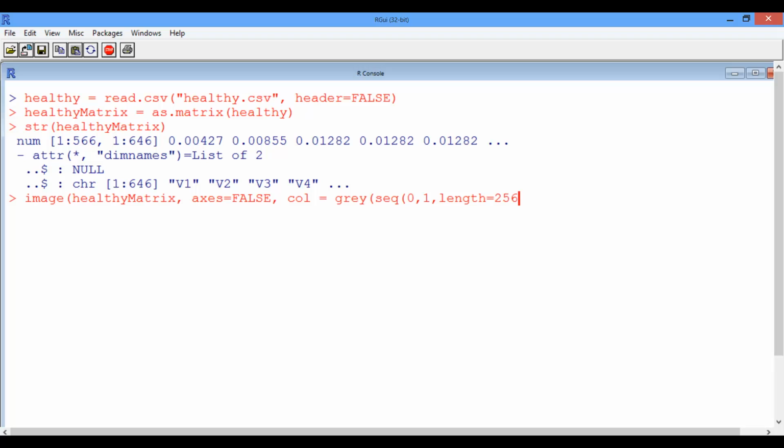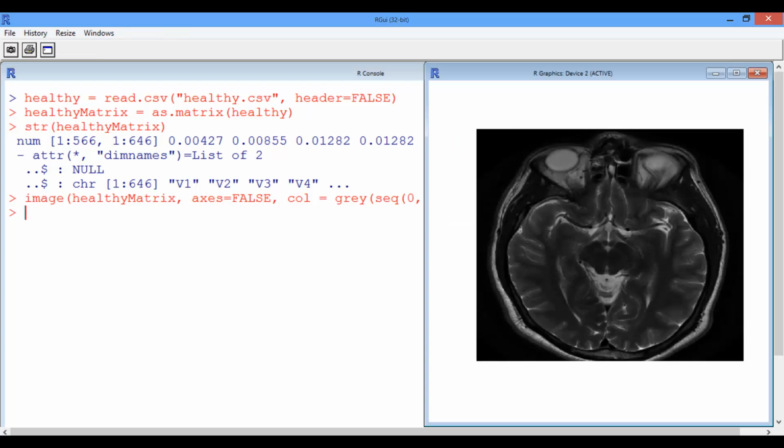length of 256. And now, going to our graphics window, we see that what we have is a T2 weighted MRI image of a top section of the brain. And it shows different substances such as the gray matter, the white matter, and the cerebrospinal fluid. Now let us see if we can isolate these substances via hierarchical clustering.